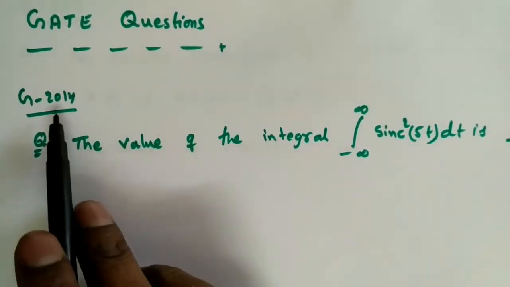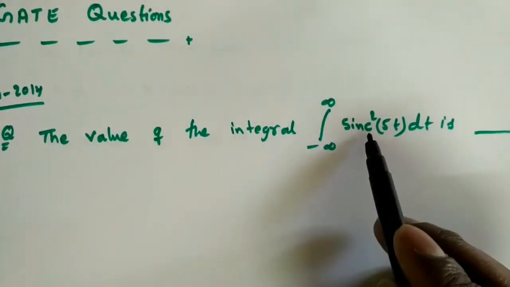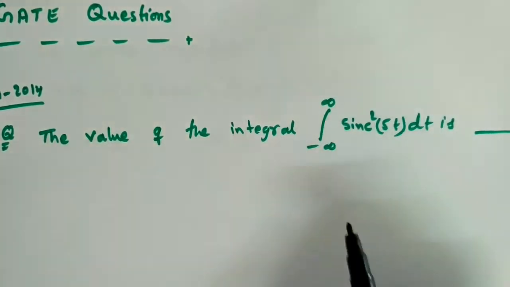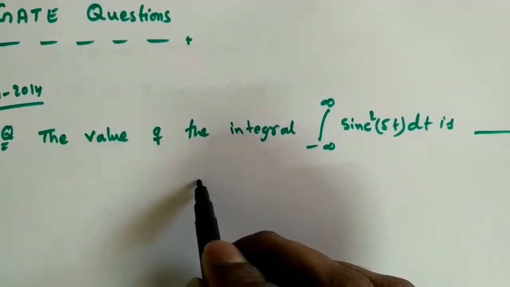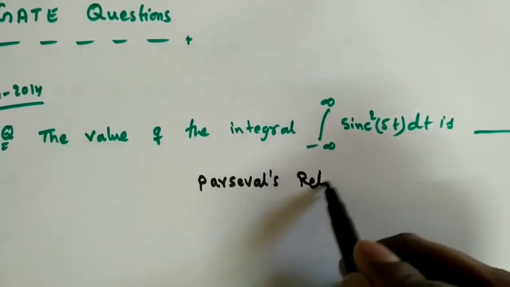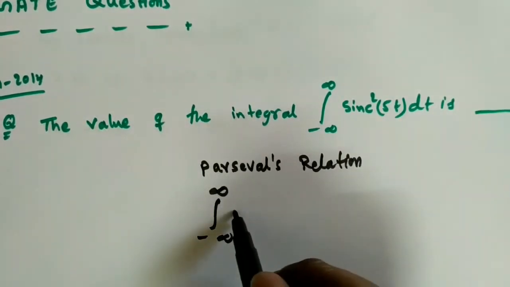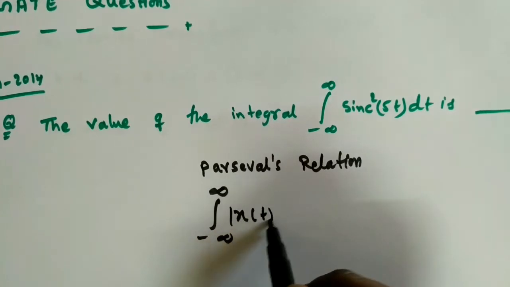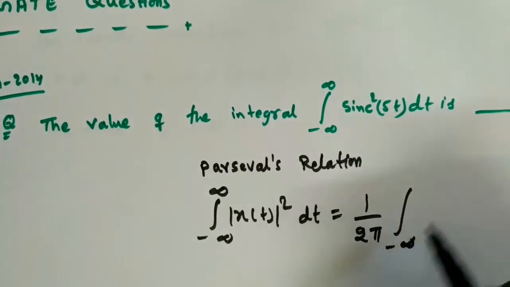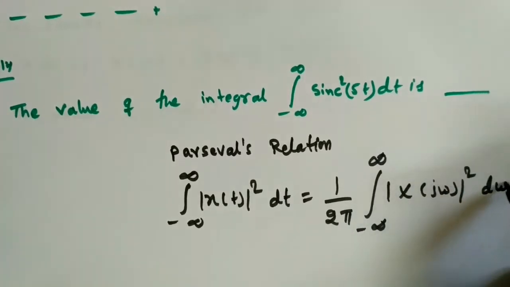This question came in GATE 2014. The value of the integral from minus infinity to infinity of sinc square(5t) dt is. The moment you see any square term, you always try to apply Parseval's relation. So what is the Parseval relation? Integration from minus infinity to infinity of mod of x of t whole square dt is equal to 1 by 2 pi integration from minus infinity to infinity of mod of x of j omega whole square d omega.